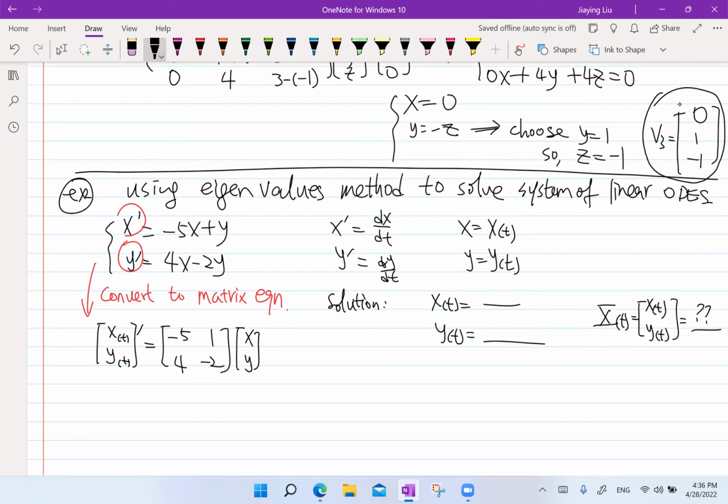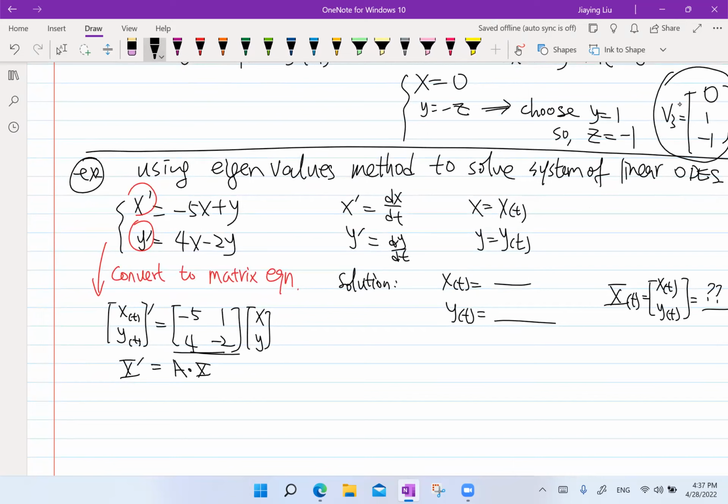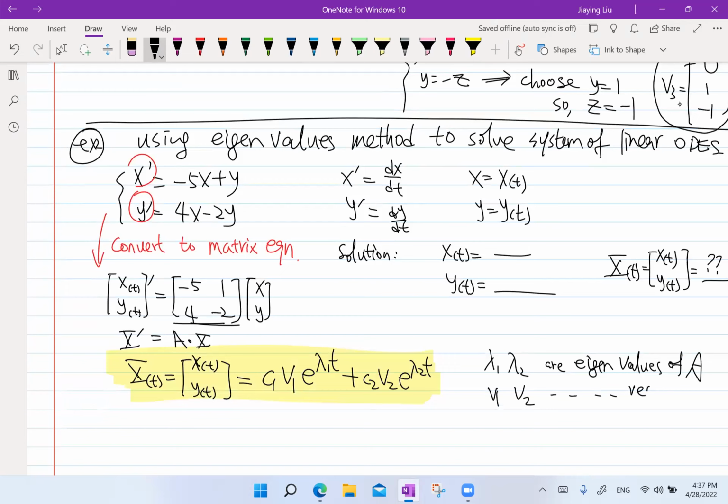So we basically convert the system into this x prime equals A times x problem, A being the coefficient matrix. And how do we find the solution? Well, if you can put it into this form, with A being the coefficient matrix, then the solution already we know has the form of x of t, y of t equals c1 v1 e to the lambda 1 t plus c2 v2 e to the lambda 2 t. This is something worth remembering as a solution of a linear ODE, where lambda 1, lambda 2 are eigenvalues of A, the coefficient matrix, and v1, v2 are eigenvectors of A.